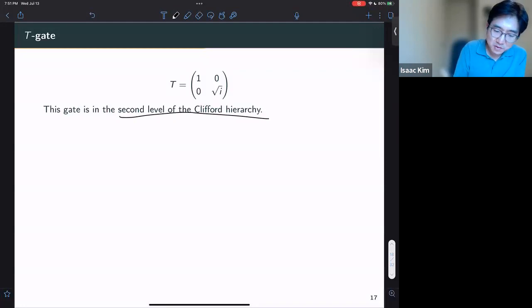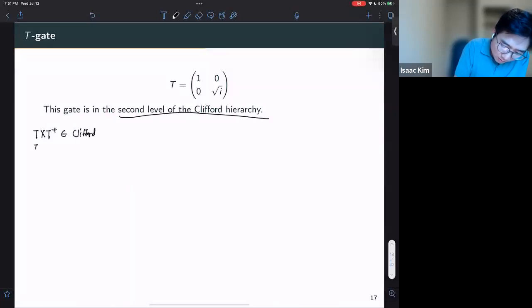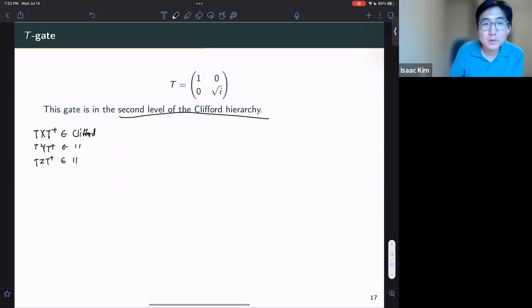Let me remind you, for this to be true, for example, if I conjugate X with T, T X T dagger should be a Clifford unitary. Also T Y T dagger should be in the Clifford group, and T Z T dagger should also be in the Clifford group. So how do we check that? Well, T and Z are both diagonal unitaries, so this last part is trivial. I'm just going to show you what happens in this first case.